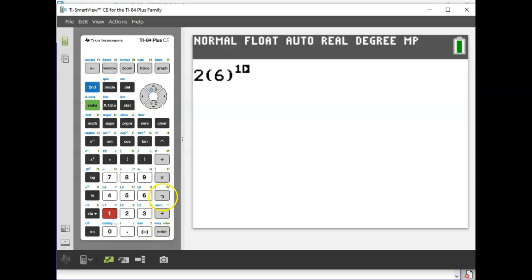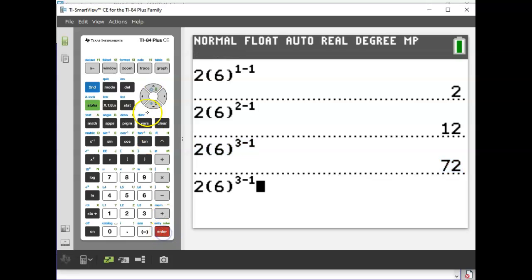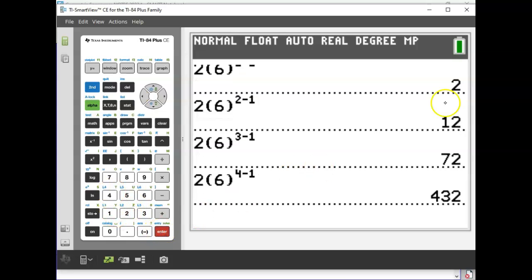Oh, minus 1, right? It was n minus 1. Okay, so that would be 2. And then 2 times 6 to the 2 minus 1. I'm just showing you this because they will get more complicated eventually. And then to the 3 minus 1. Did we have to find three terms or four, guys? So I have 2, 12, 72, and 432.